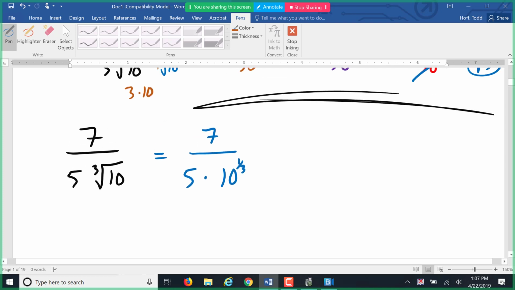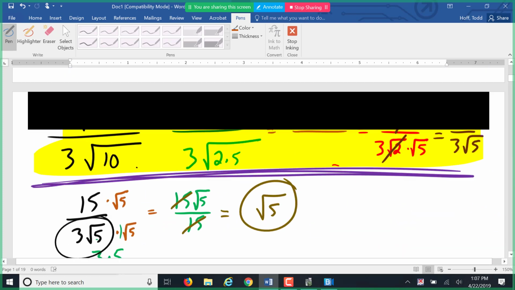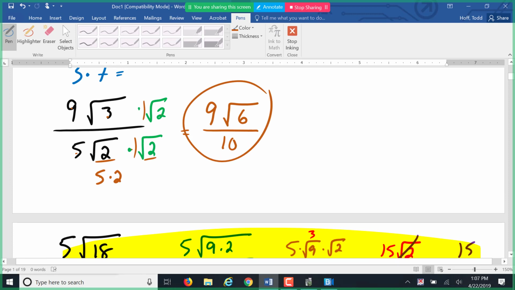The reason these worked up here is this was 5 times the square root of 2. I can write that as 5 times 2 to the 1/2. When I multiplied by another 2 to the 1/2, we still had the 5, but 2 to the 1/2, remember when we multiply, we add powers. 1/2 plus 1/2 is 1. That became 2 to the 1, and it eliminated the radical. Power of 1 is a whole number.